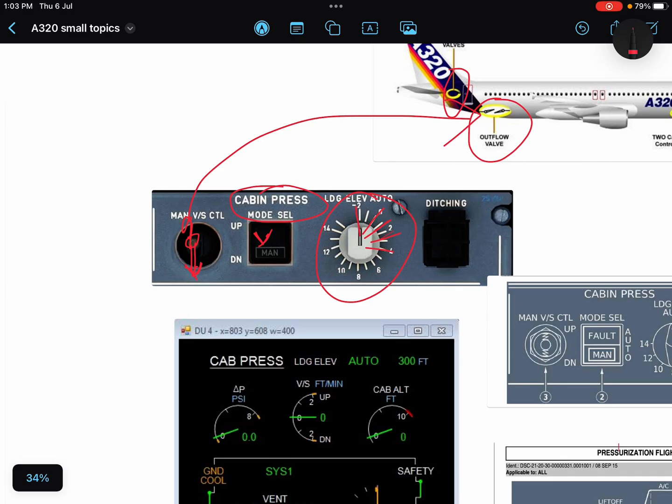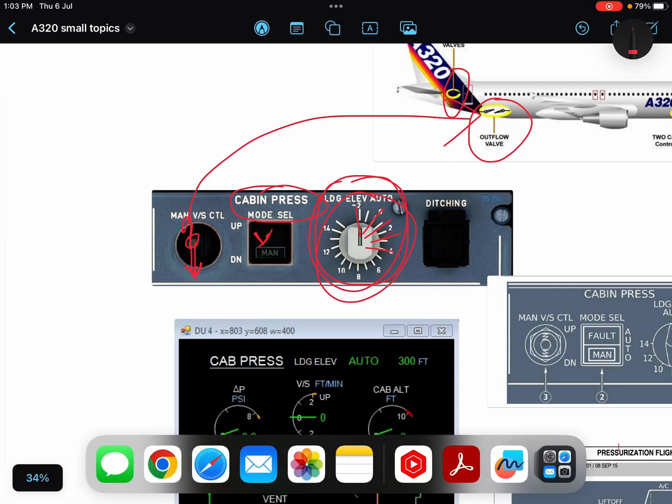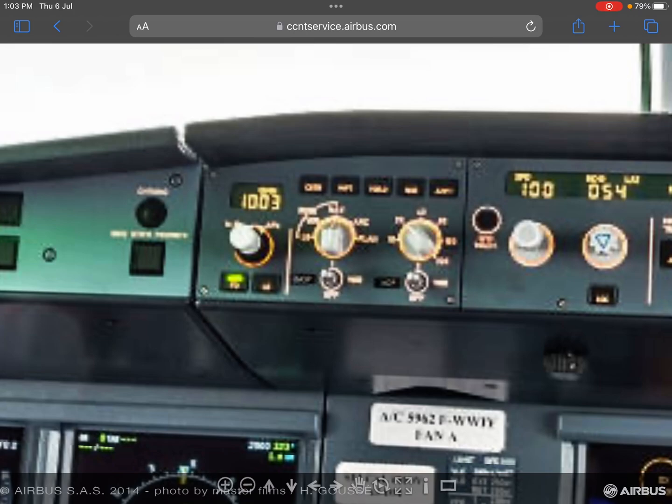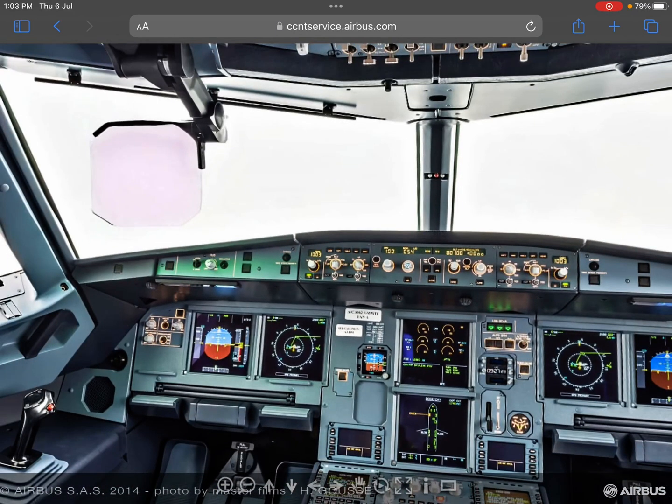Okay, one more thing, in semi-automatic control, your landing elevation will be given from this knob, and the baro ref will be taken from the captain's baro reference, right?